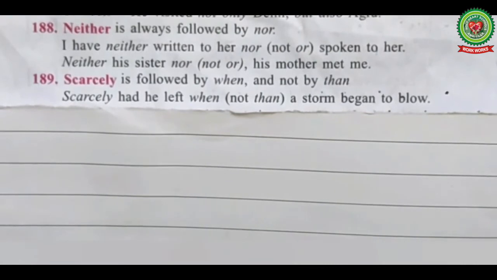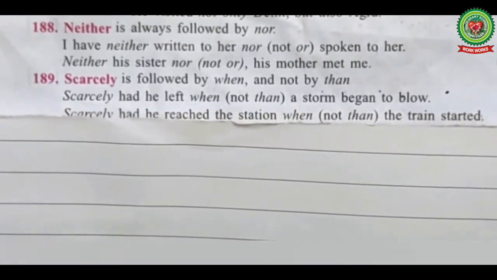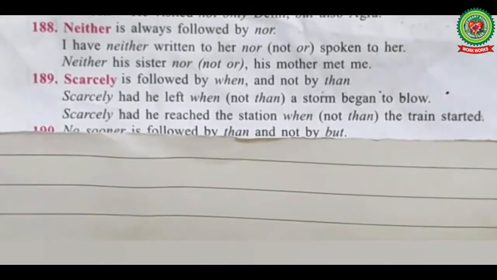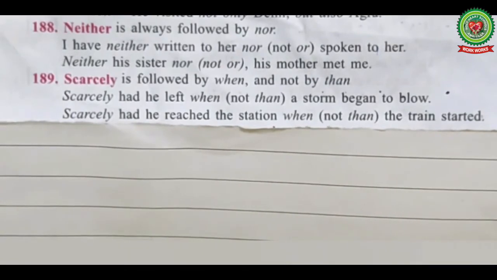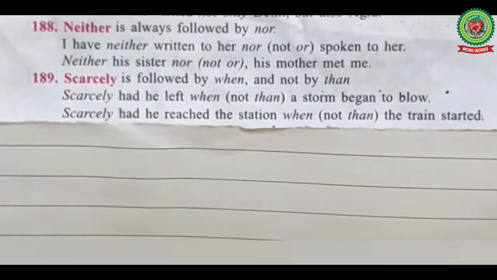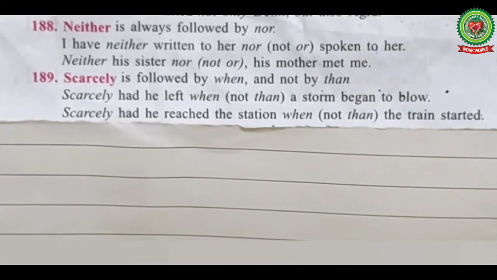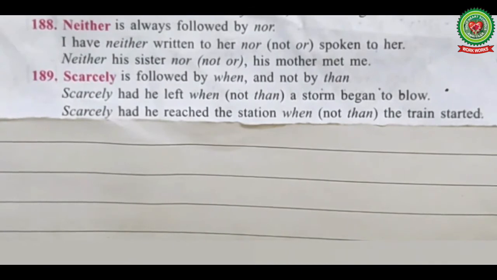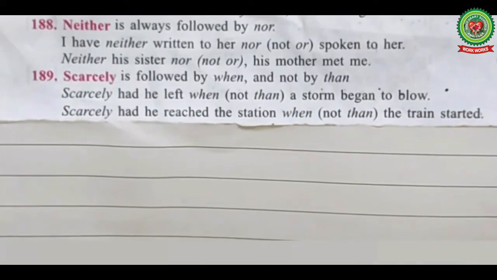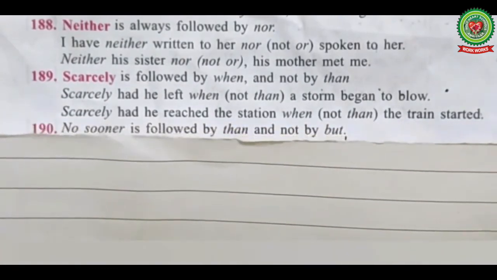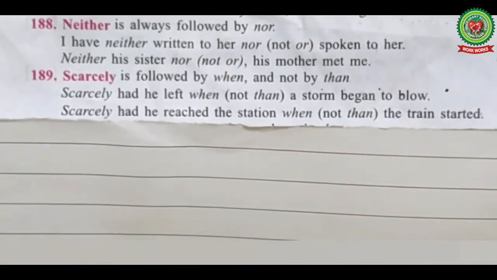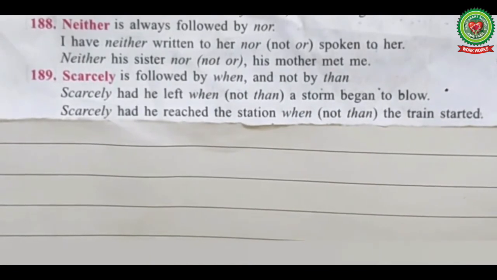Next, scarcely, which is followed by when and not by than. When a story is told in the past tense, scarcely and hardly are often used to emphasize that one event quickly followed another. The verb describing the earlier event is usually in the past perfect tense. See the examples. Scarcely had he left when a storm began to blow. Scarcely had he reached the station when the train started.